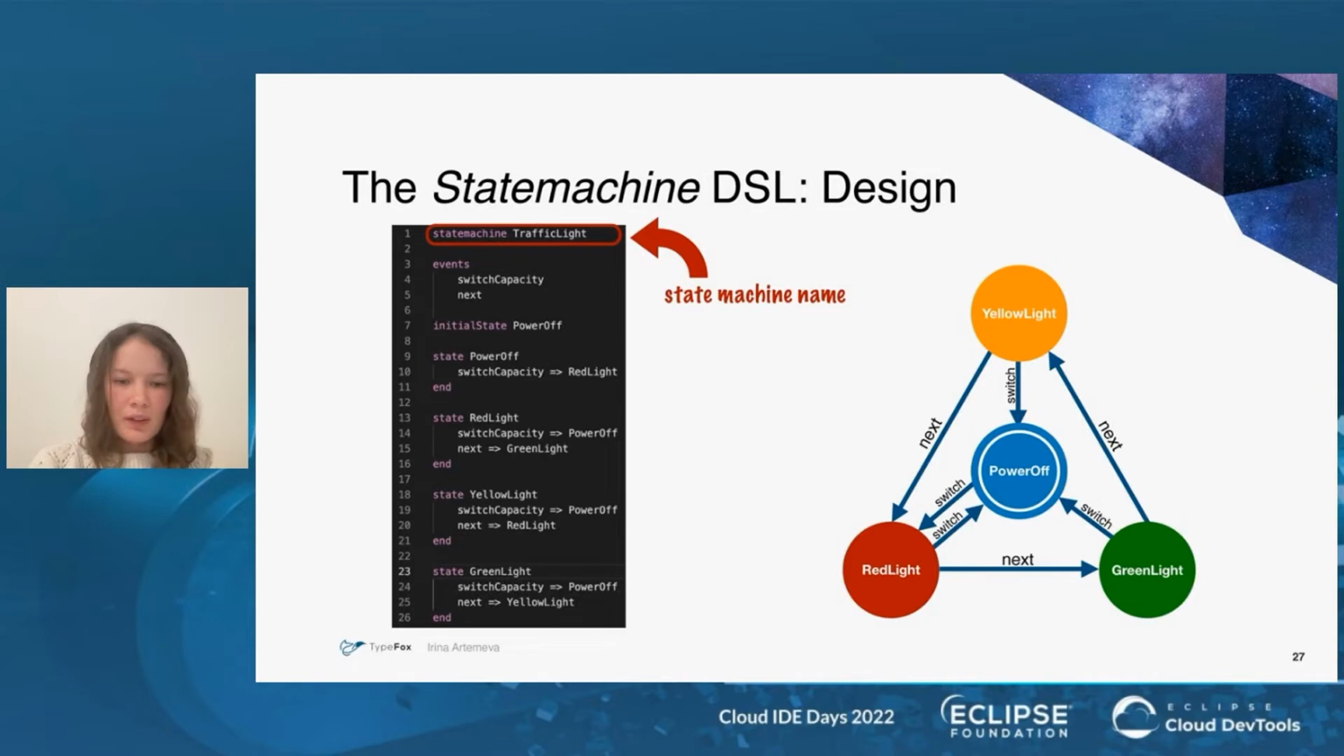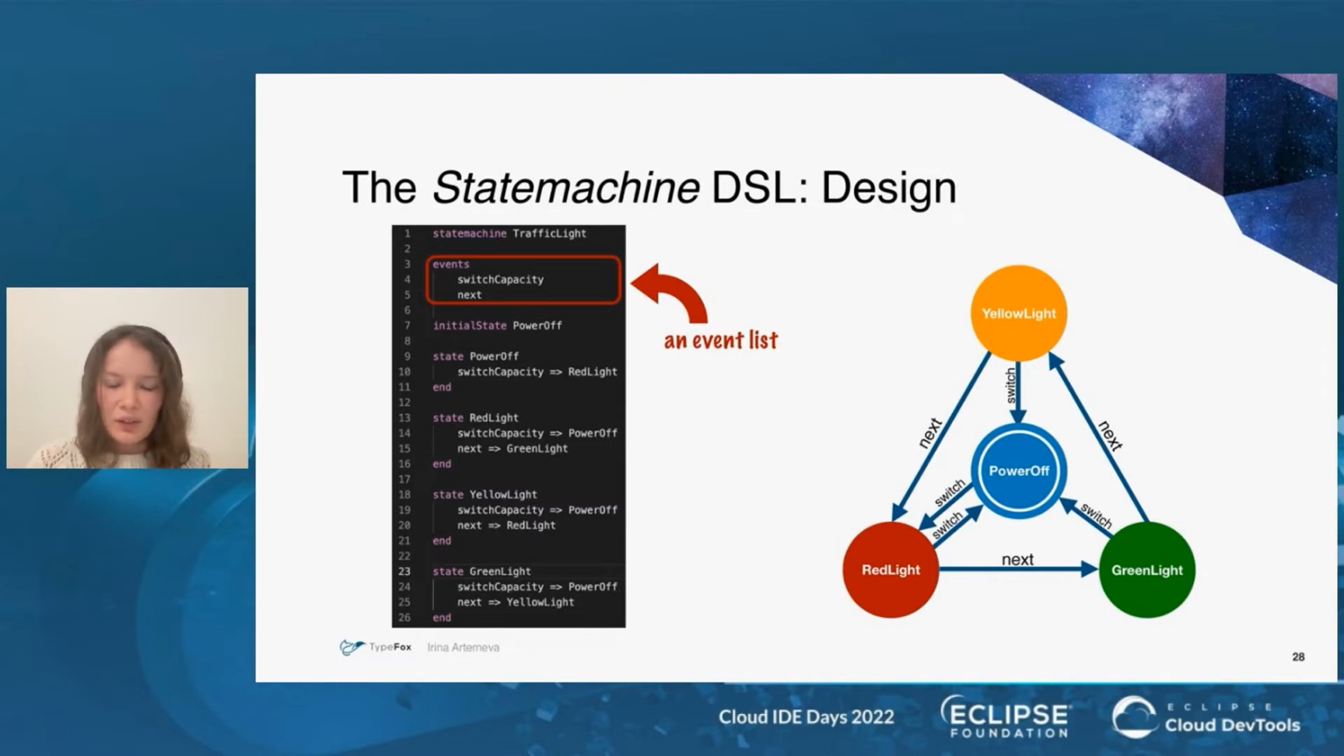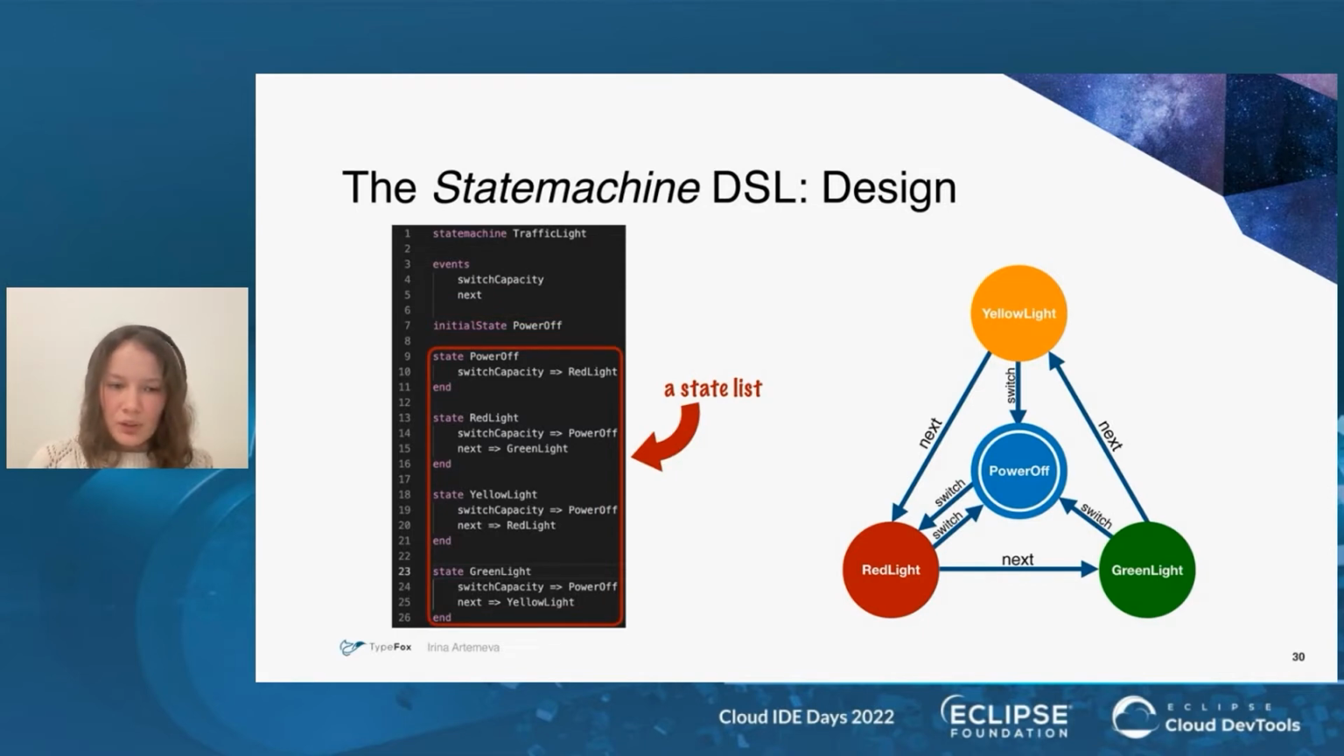First of all, we have a state machine name in the beginning. It is defined thanks to the keyword state machine, and then we have the name of our state machine. In our case, it's traffic light. Then we have the event list. It also uses an events keyword, and then we have a list of events. Then we have the initial state name and a set of states. In its turn, each state is described by its name and transition list.